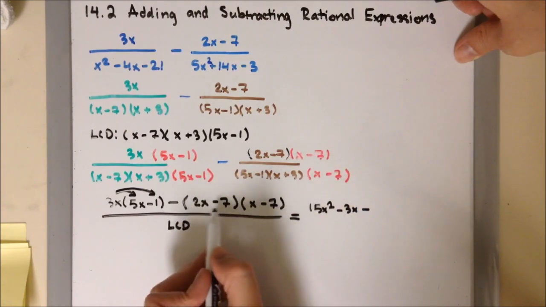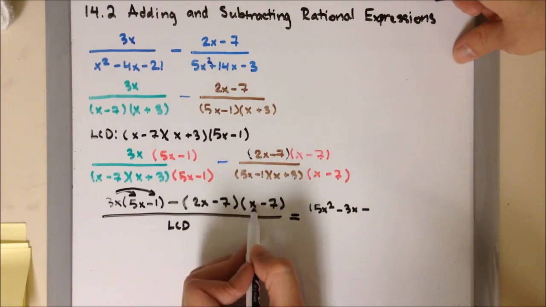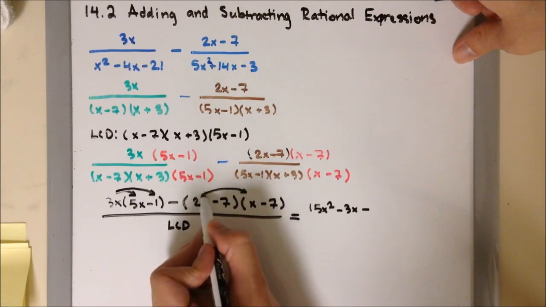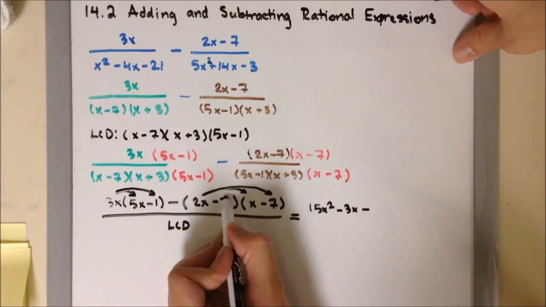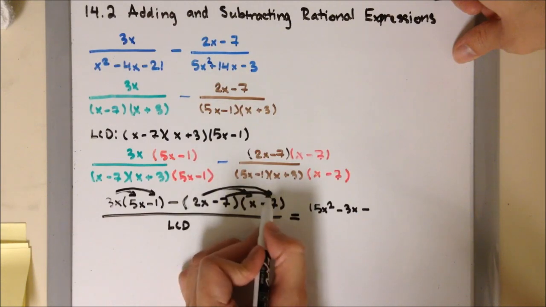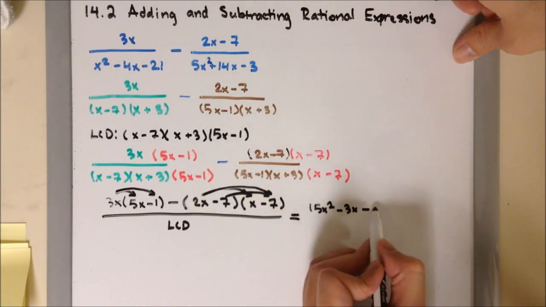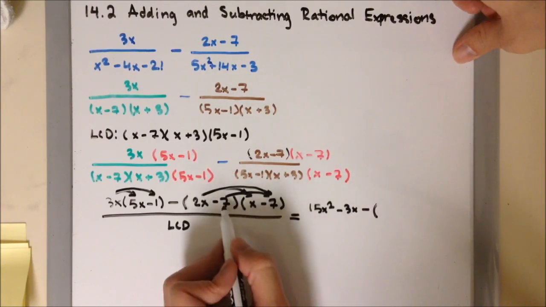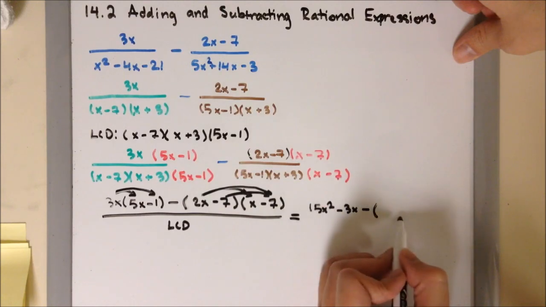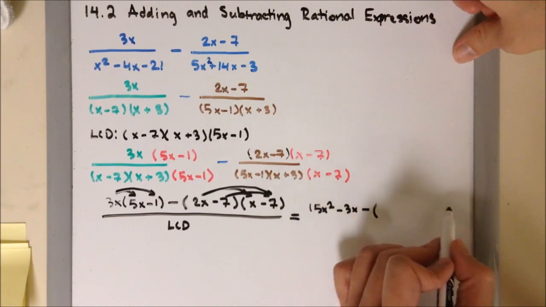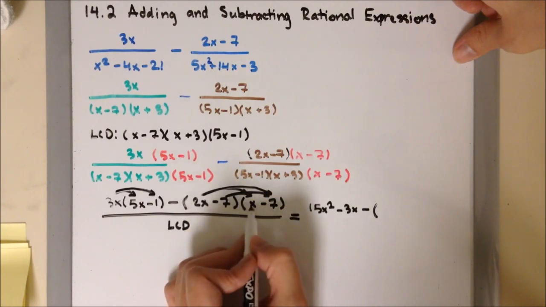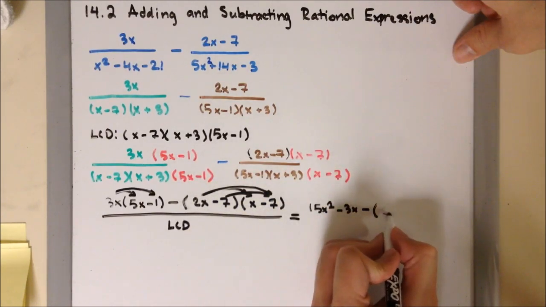Now over here, I have 2x minus 7 times x minus 7. So I'm actually going to FOIL like this. So what I'm going to do is have the minus out here, put parentheses. So whatever I get from FOILing between these two expressions, I'm going to put in parentheses and then distribute the minus next. So let's FOIL. 2x times x is 2x squared.